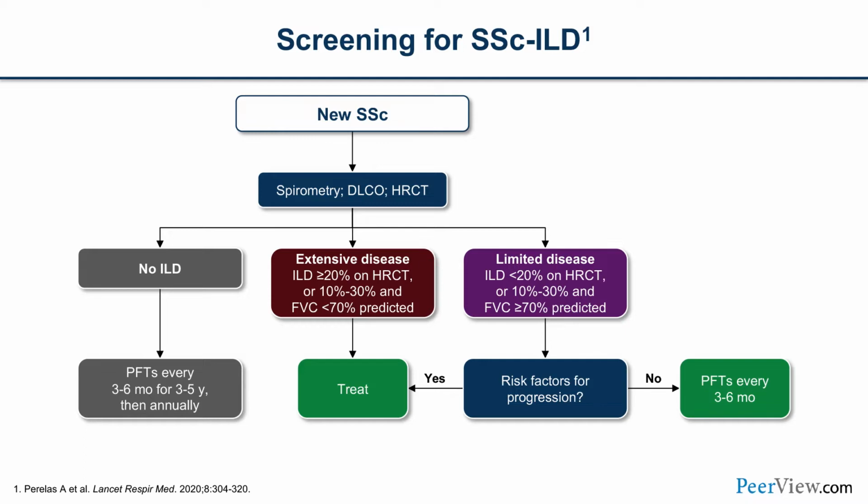For patients with extensive disease, we're going to want to go ahead and treat those patients. Those with more limited disease that are not progressing, we may choose to follow them. If they've got significant risk factors for progression or we identify progression, then we're going to want to treat those patients.